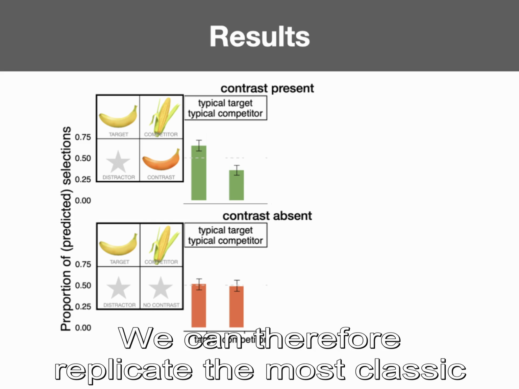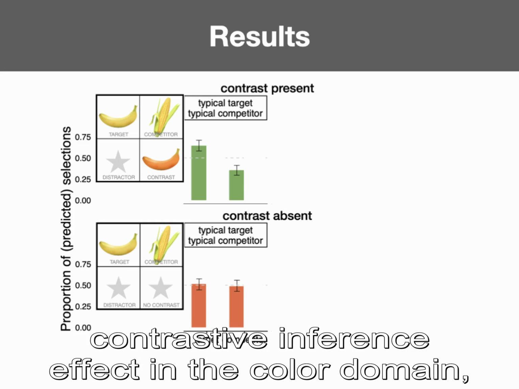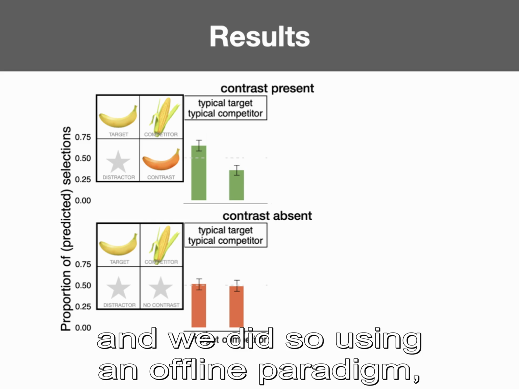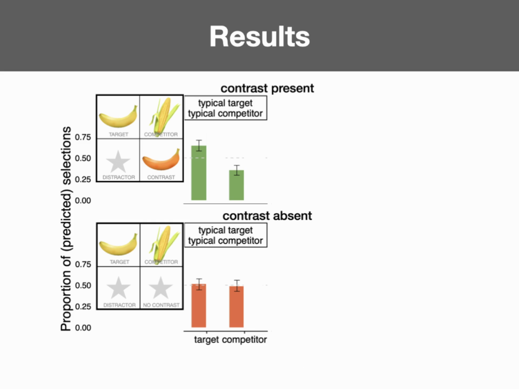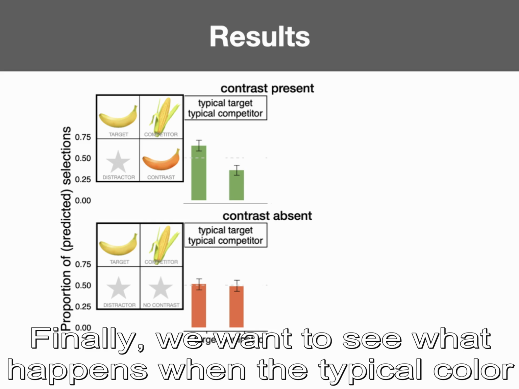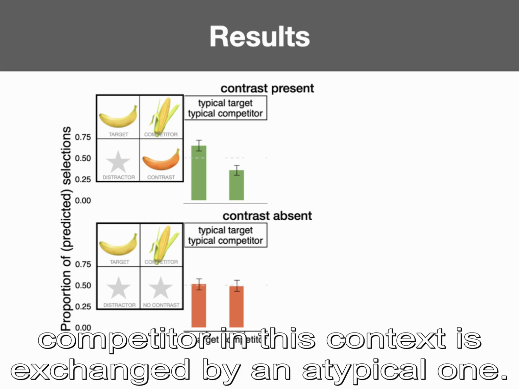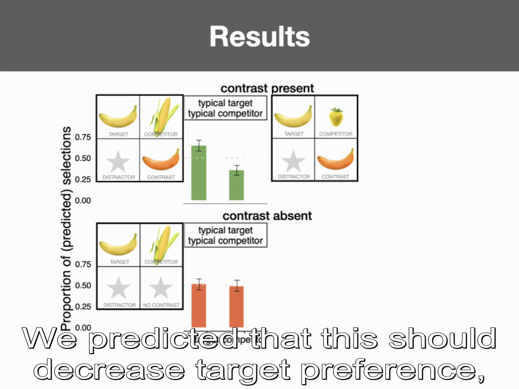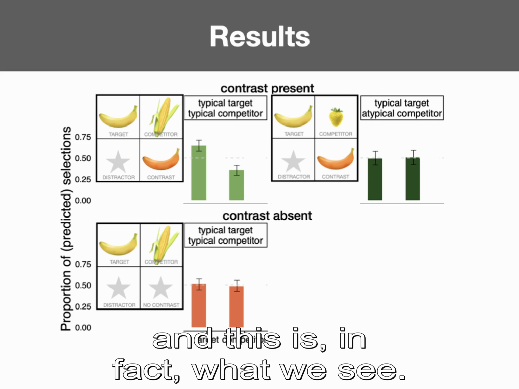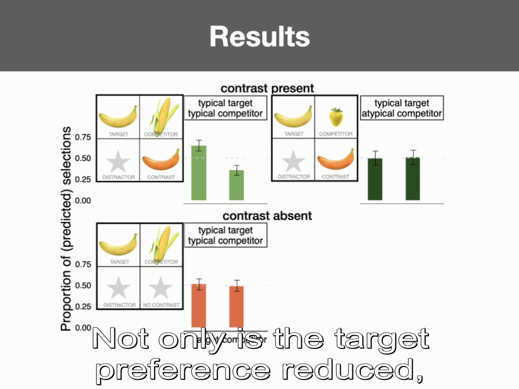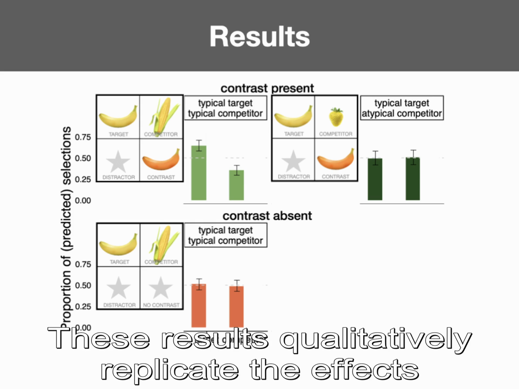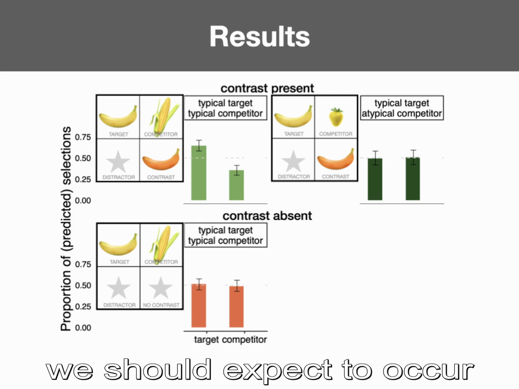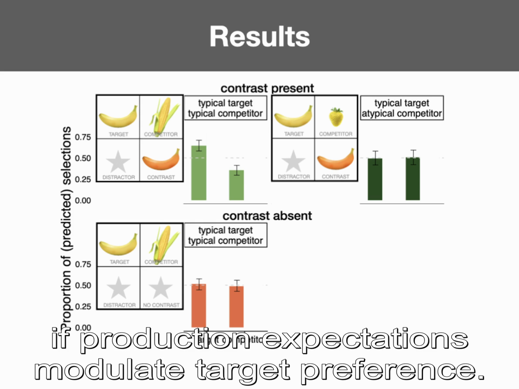We can therefore replicate the most classic contrastive inference effect in the color domain, and we did so using an offline paradigm, showing that contrastive inferences can be elicited with measures other than eye movement. Finally, we want to see what happens when the typical color competitor in this context is exchanged by an atypical one. We predicted that this should decrease target preference, and this is in fact what we see. Not only is the target preference reduced, it even results in by-chance selections with the competitor. These results qualitatively replicate the effects we should expect to occur if production expectations modulate target preference.